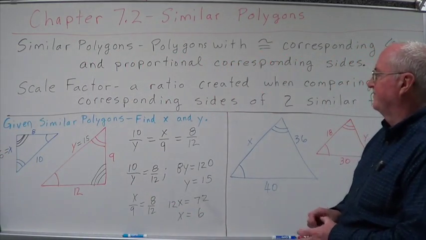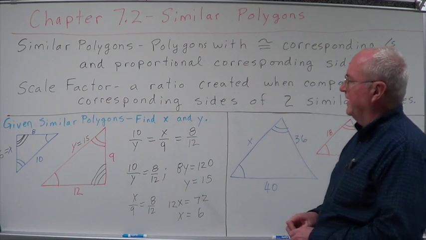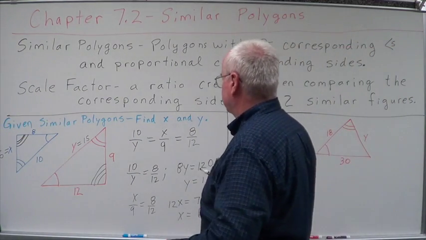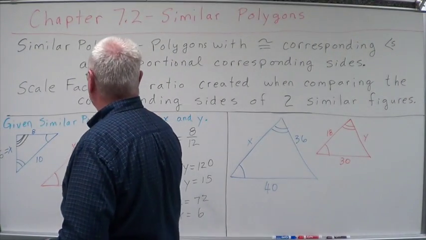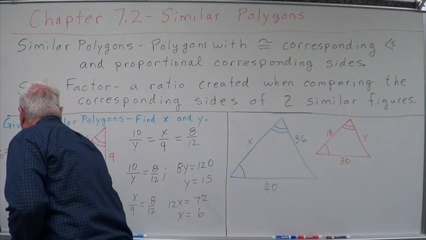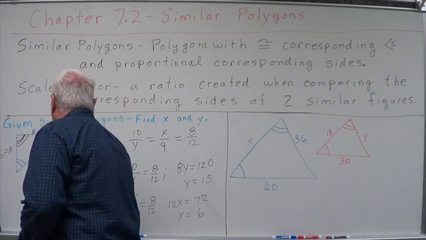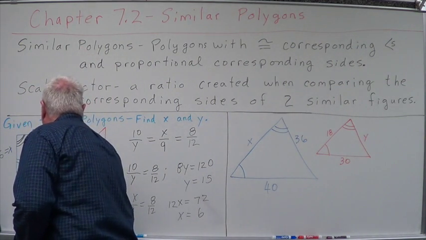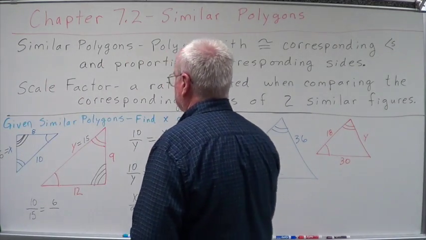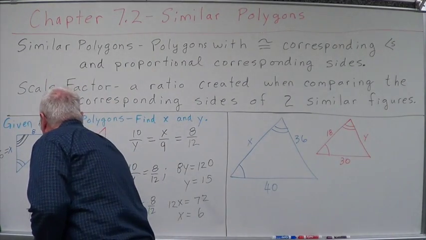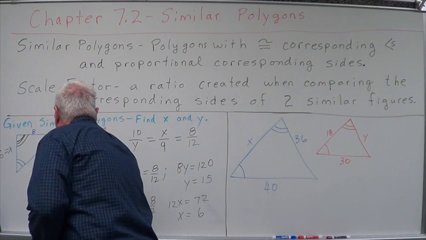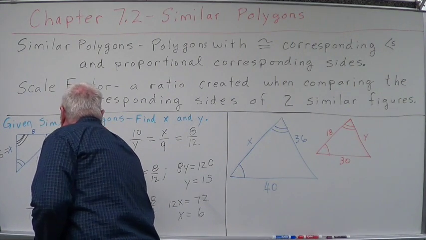Now, let's see what we're looking at. So we come up with 10 is to 15 equals 6 is to 9 equals 8 is to 12.